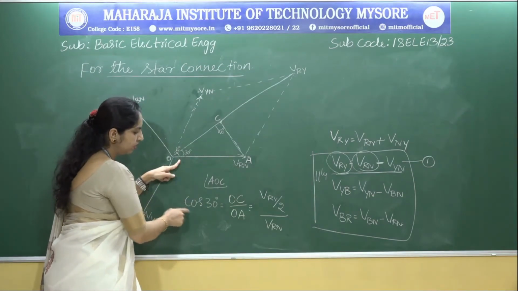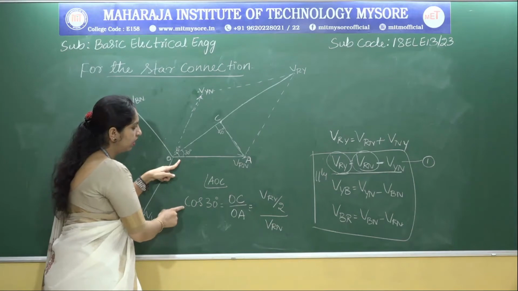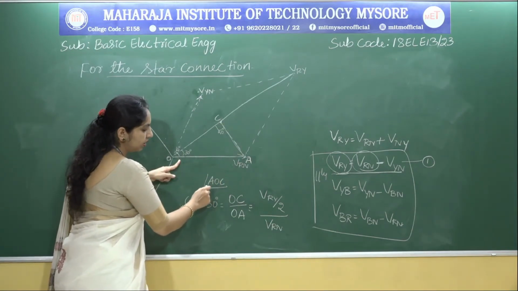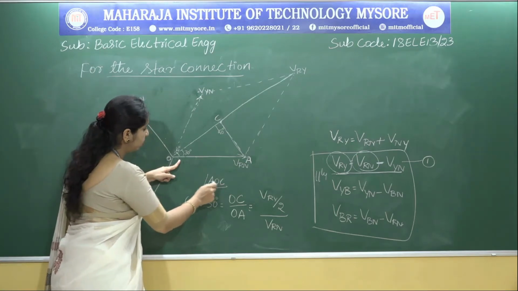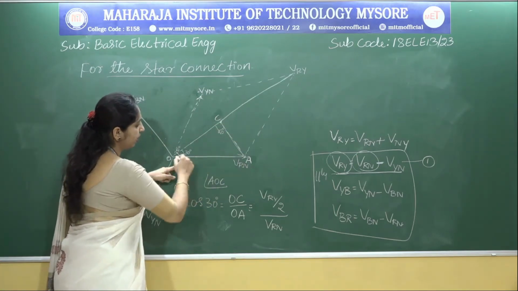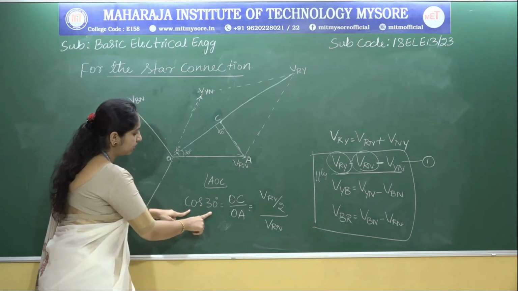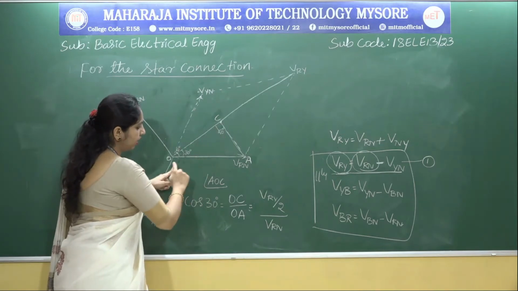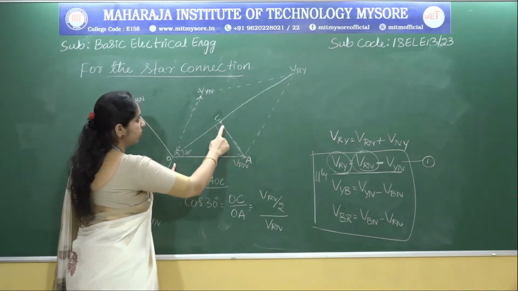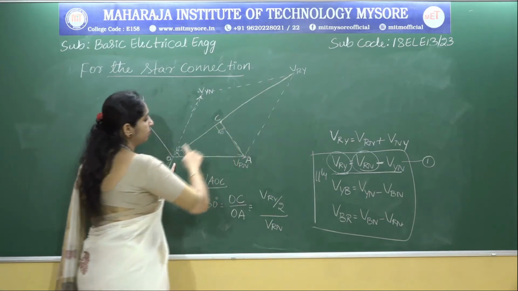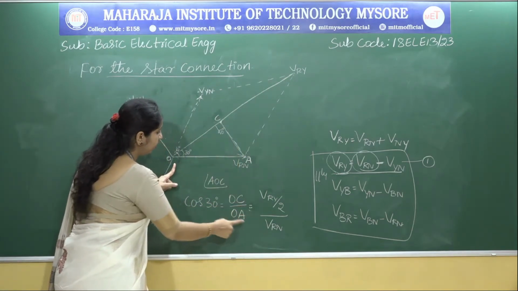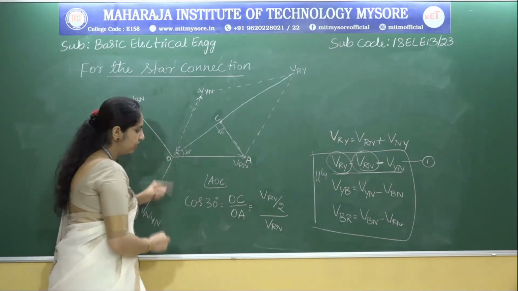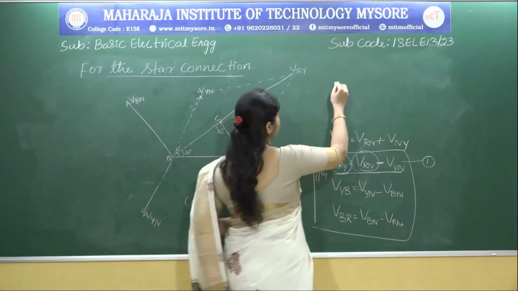But to express in terms of cos 30, we need to have this triangle. So consider the triangle AOC. And what is cos 30? Cos 30 is adjacent by hypotenuse. Adjacent means that is OC, and OA is the hypotenuse. So what is OC? It is half of this line, that means VRY divided by 2, and OA is nothing but VRN. So further we need to simplify this equation. So here, what is cos 30?